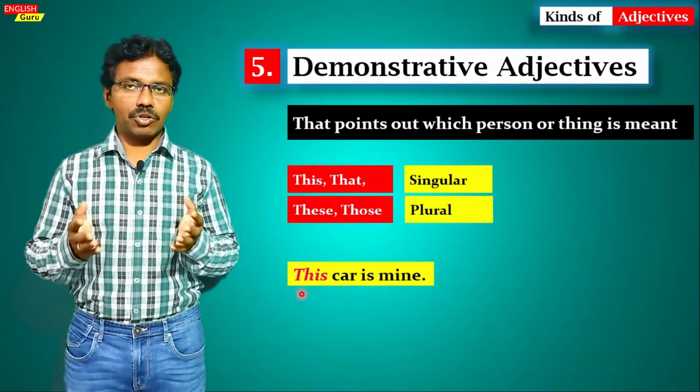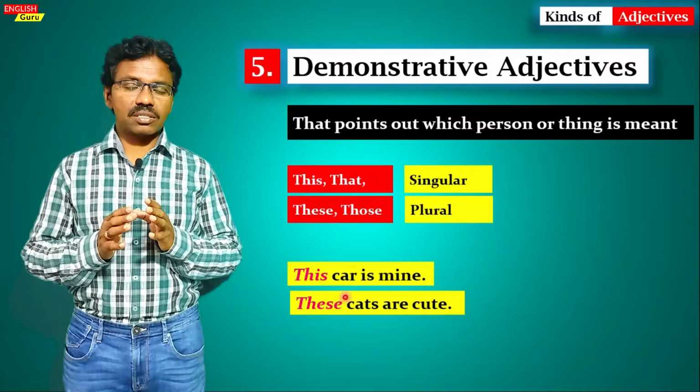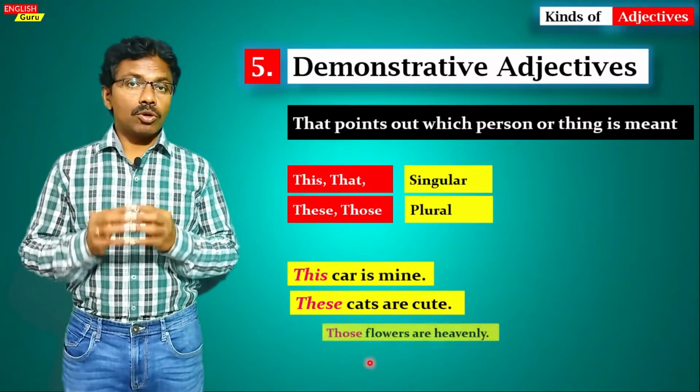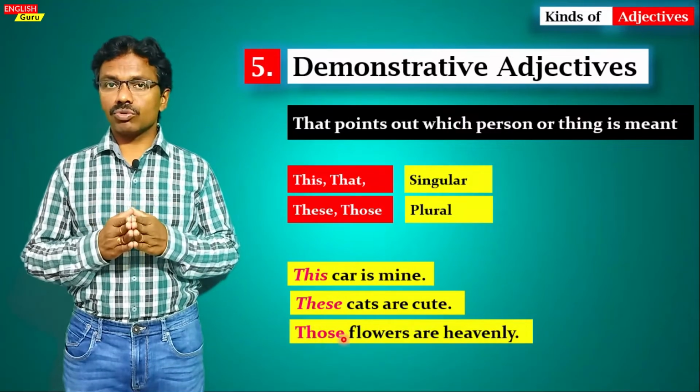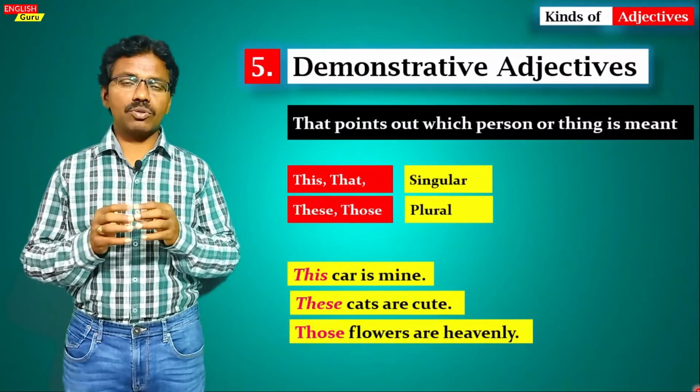So this is a demonstrative adjective. These cats are cute. These is a demonstrative adjective. Those flowers are heavenly. Those is a demonstrative adjective. So demonstrative adjectives point out or demonstrate a particular person or thing.